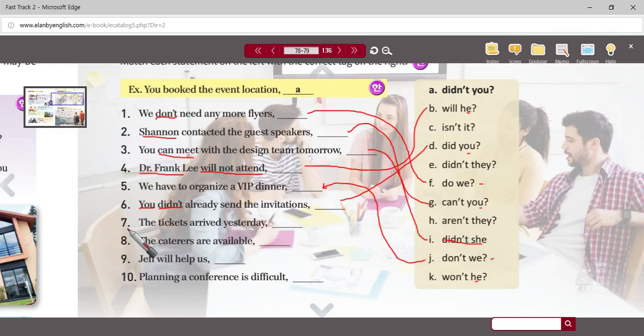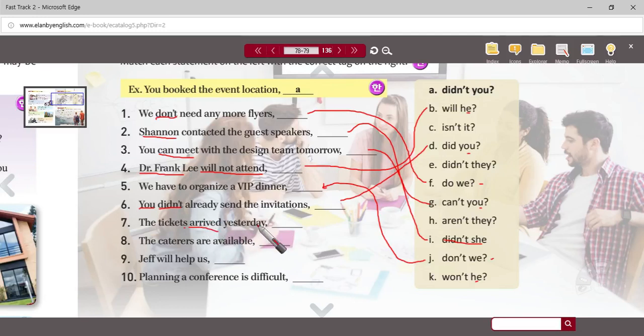Number 7, the tickets arrived yesterday. Okay, so again, the verb here, positive. Okay, it's in the past tense. Okay, there's no modal. This is not the be verb. So the tickets arrived yesterday, didn't they?